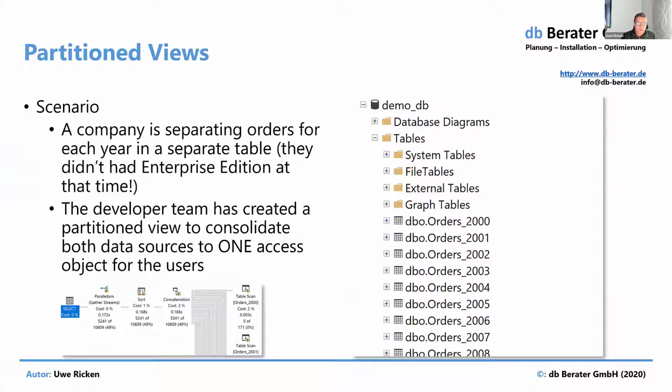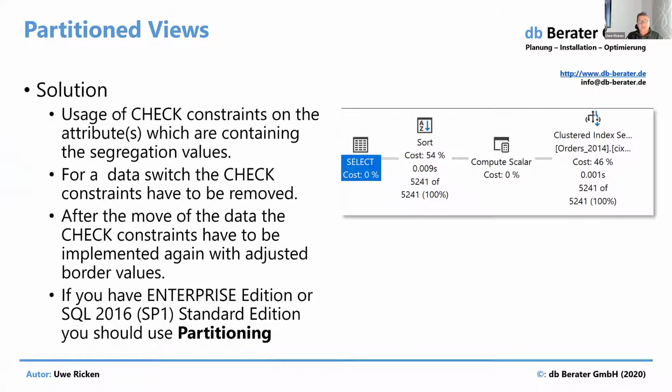When you're working with partition views, make sure that you're using check constraints on the attributes of each table which you want to partition. And that's the easiest way. If you have Enterprise Edition or you have SQL Server 2016, then yeah, enjoy. Then you can use the Standard Edition for using a partitioning feature.